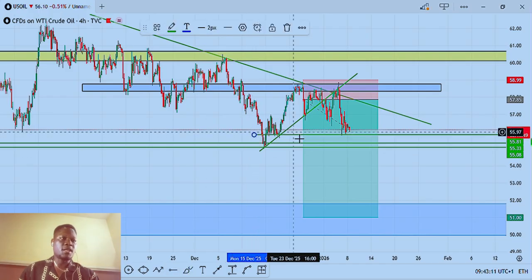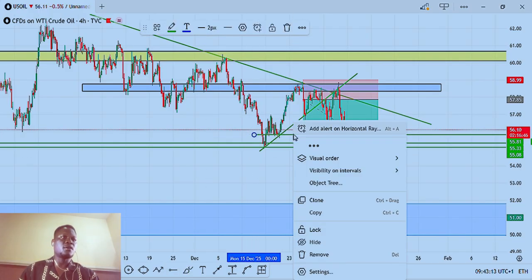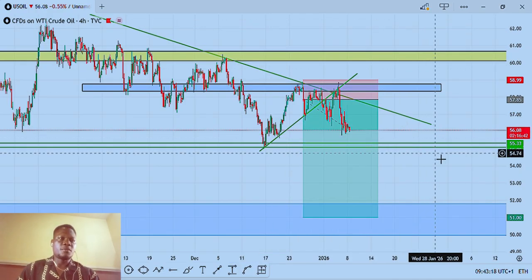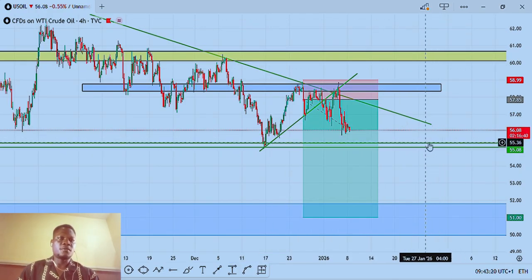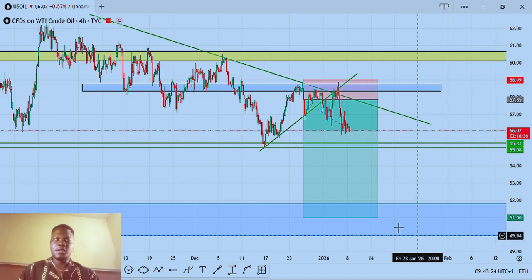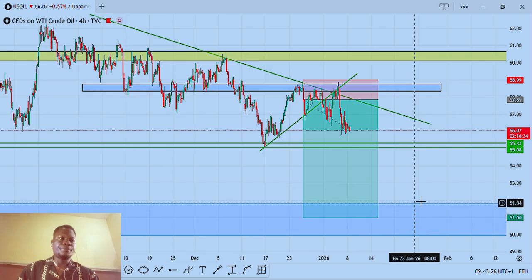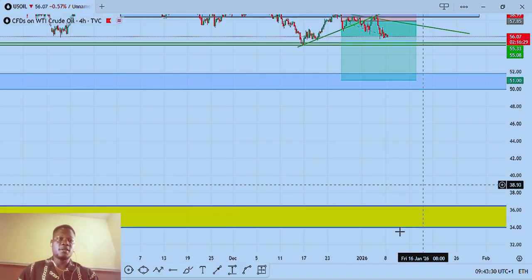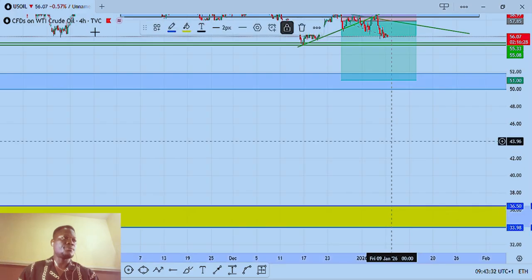Currently, my first profit target has been triggered. I have moved my stops to break even, while we aim for second take profit at this level of $55 to $50. All right, while our overall target is at this level of $40 to.